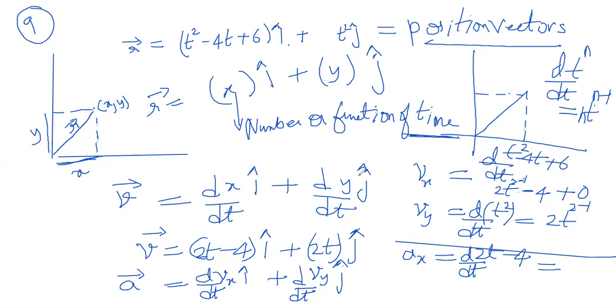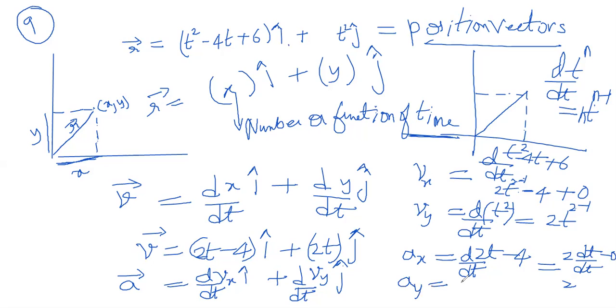d by dt of what is there is 2t minus 4. Is it understood? I'll rub this thing. d by dt of 2t minus 4, what will be the answer, Srinandan? Tell me. 2 dt by dt minus 0. What will be the answer? 2, no? 2, sir. dt will get cancelled, sir.